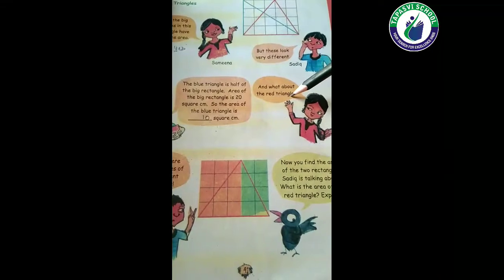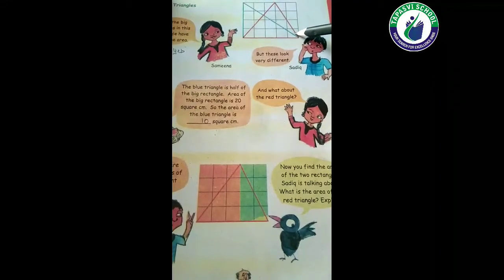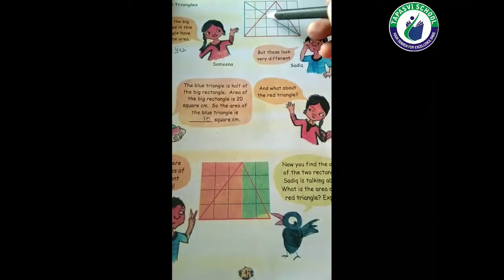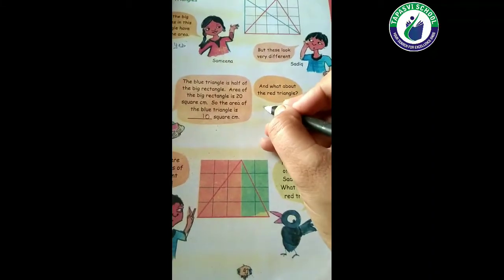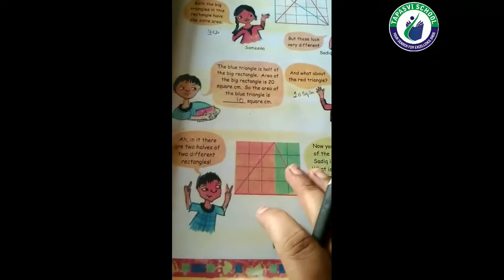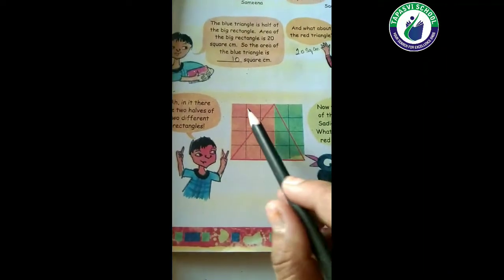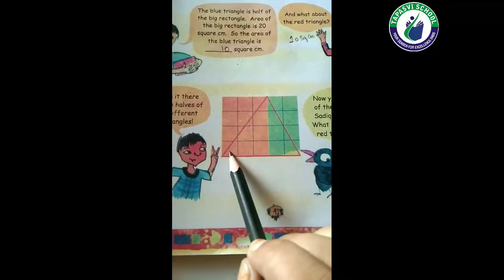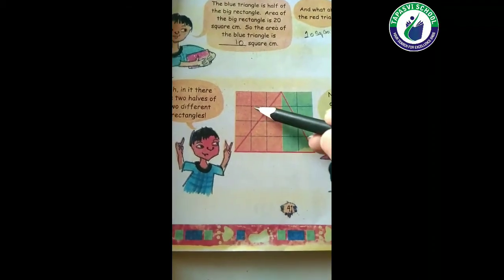And what about the red triangle? As I told you, blue and red are similar in area, the only difference is their drawings, right? But we have to consider this red triangle as also half of this big rectangle. So the area of the red triangle will also be 10 square centimeter, right? In it there are two halves of two different rectangles, right? If you can see here, it is an orange color rectangle, right? And this is half of this rectangle, right?